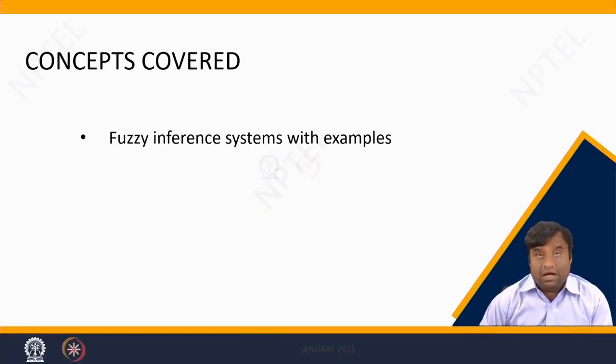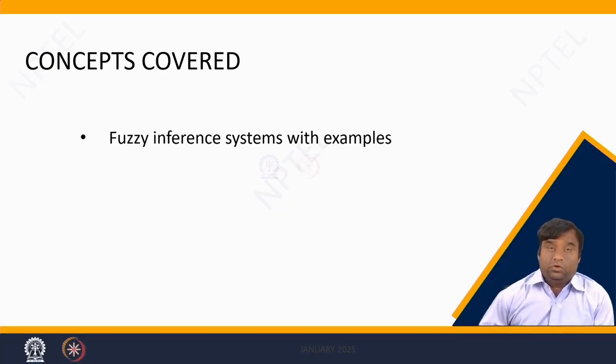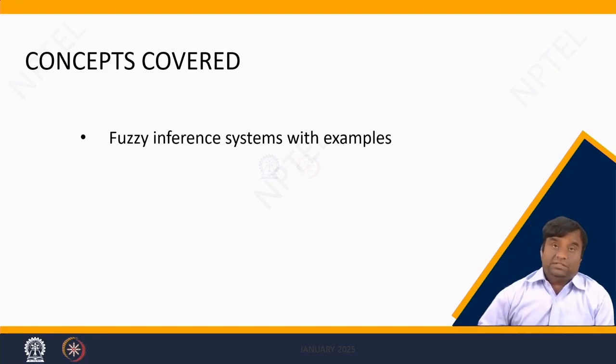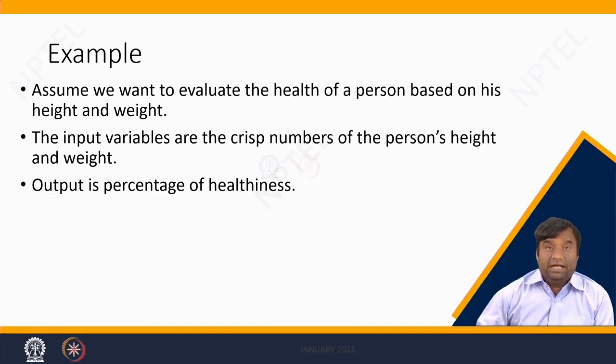So, till now we have covered module 1 and module 2. In module 3, we have studied fuzzy inference systems with examples. Basically, there are three fuzzy inference systems we are studying. One is the Mamdani fuzzy inference system, the second one is the Sugeno fuzzy inference system, and the third one is the Tsukamoto fuzzy inference system. We have solved a few examples. Now we'll discuss another example. So please try to understand the next example.